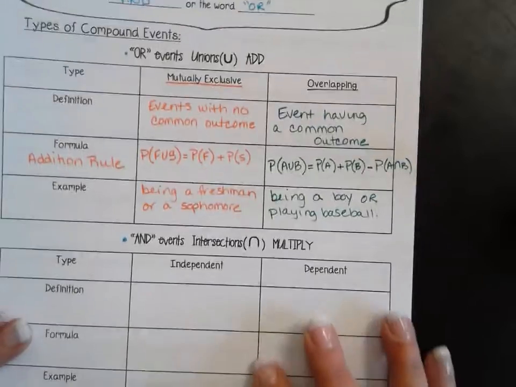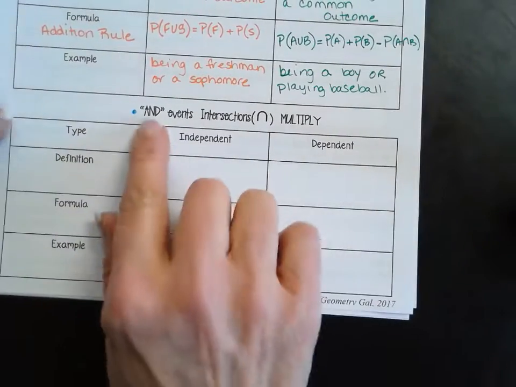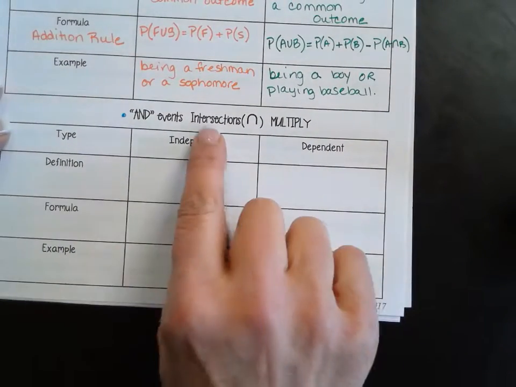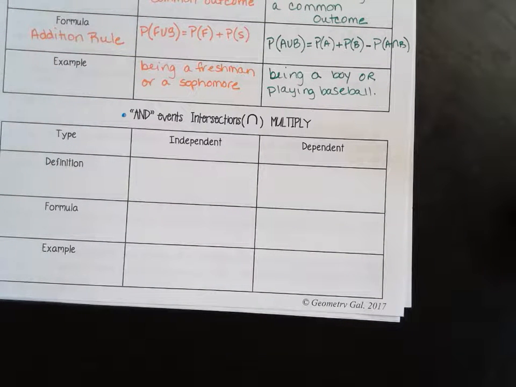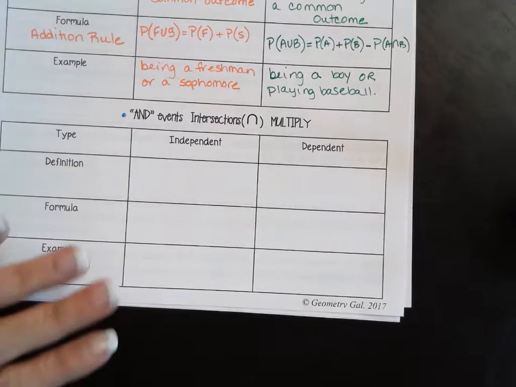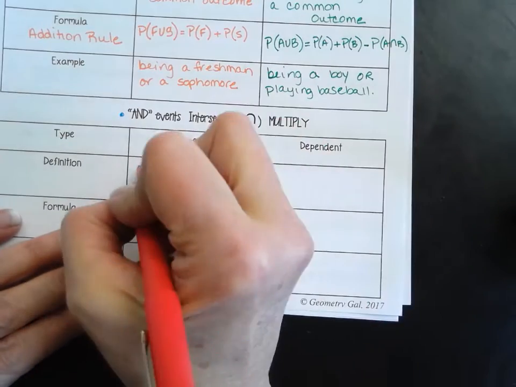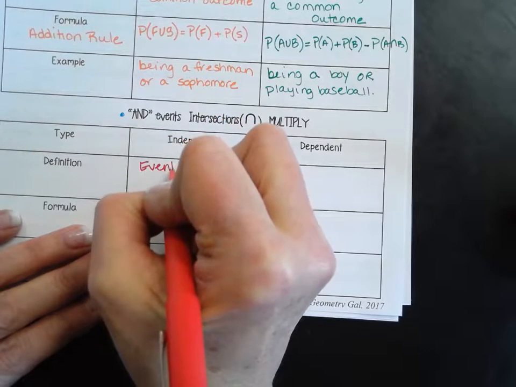If you have and, or in intersections, then you multiply, okay? And we have two different kinds. We have independent events. What do you think the independent events are? They're events that do not affect each other.